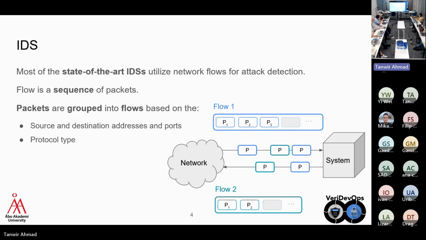Okay. So most intrusion detection systems rely on grouping packets into a network flow, and a flow is just a sequence of packets that share some common characteristics, such as source and destination IP addresses and protocol types. In this figure, we have two consecutive flows, flow 1 and flow 2, and they represent the communication between the network and some services running on the system.